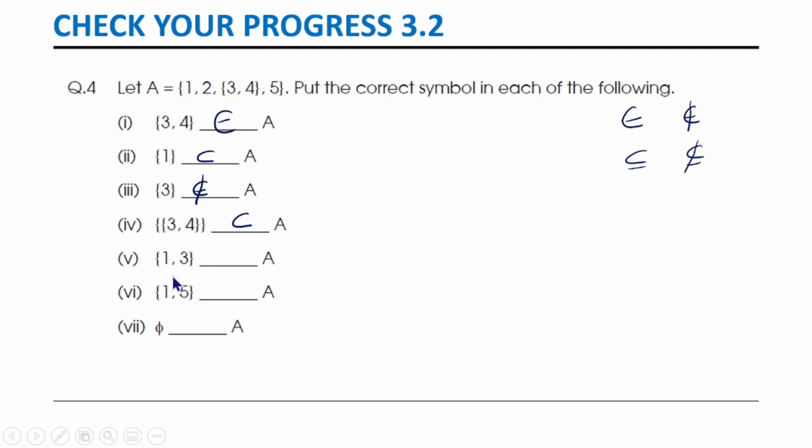The next one is the set {1, 3}. The set {1, 3} does not belong to A. Then the next one is the set {1, 5}. It is a subset of A. Then every null set is a subset of the given set. So this is also a subset of A.